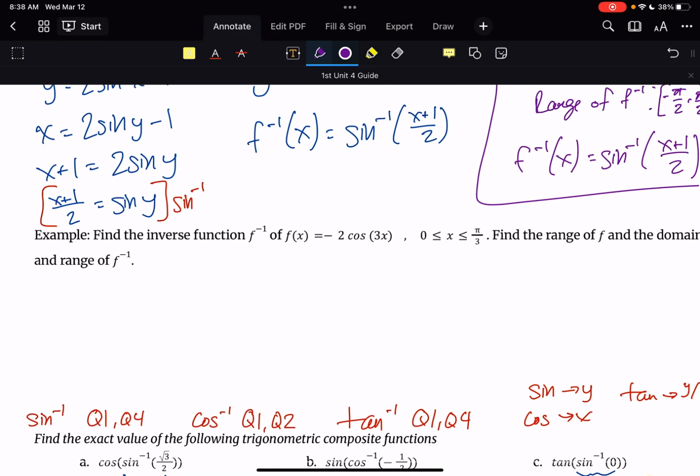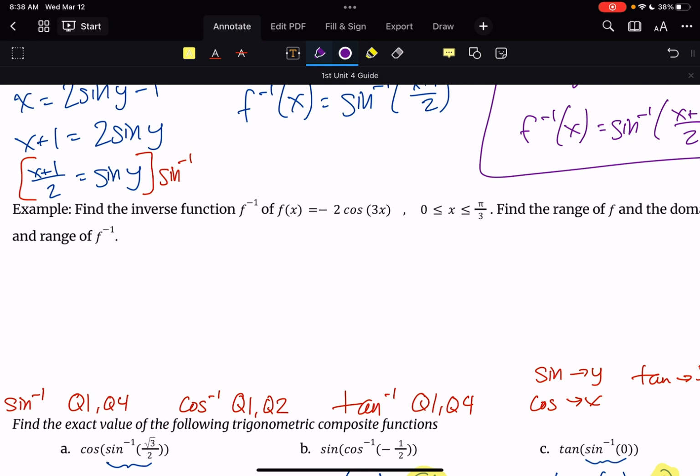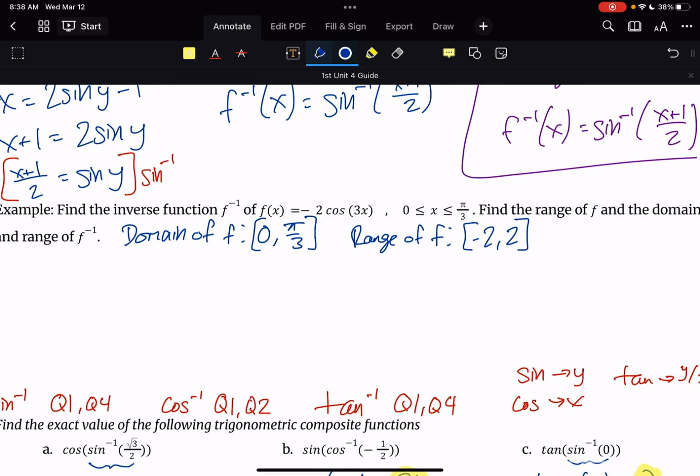So doing my next one, I got negative 2 cosine 3x. So I have the domain of f is given to me as 0 to pi over 3. And now I think of my range of f, so I have a midline of 0 and an amplitude of 2. So that's going to give me a minimum of negative 2 and a maximum of positive 2. So my range is going to be negative 2 to 2.